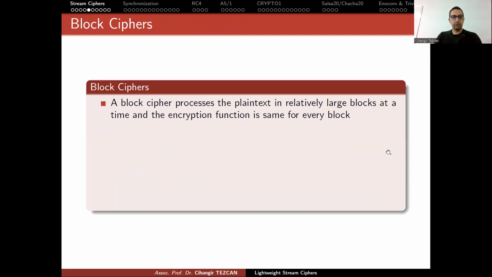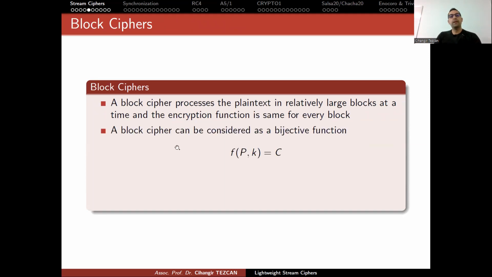So let's recall, a block cipher processes the plaintext in relatively large blocks at a time, and the encryption function is the same for every block. A block cipher can be considered as a bijective function which takes two inputs, plaintext and the secret key, and this function provides the ciphertext.